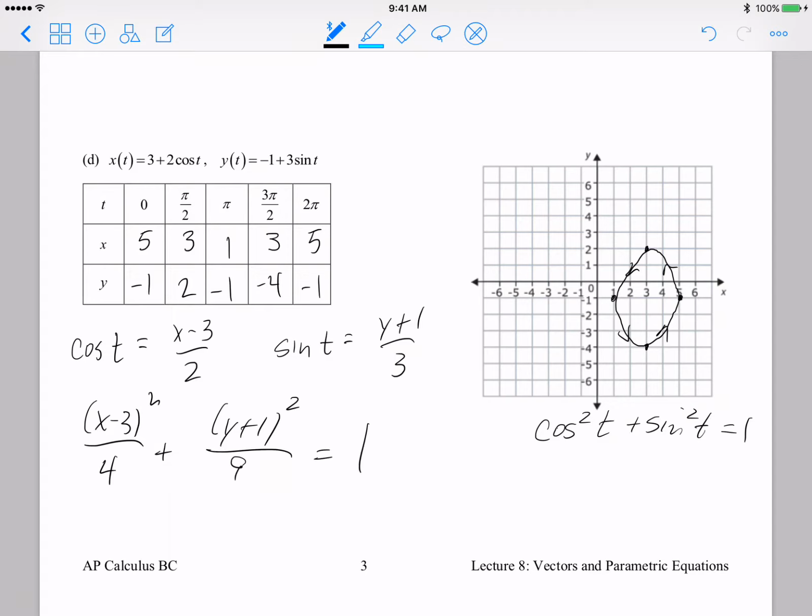And this is the equation for the ellipse. It has a center at (3, -1), and that's because of this part right here. This x minus 3 means that the x value of the center is 3. And then because that says y plus 1, that means that the y value of the center is going to be -1. And if you notice, (3, -1) is right here, and that is the center of our ellipse.